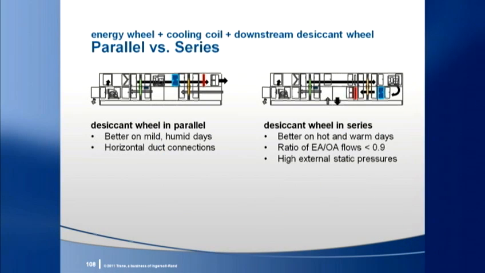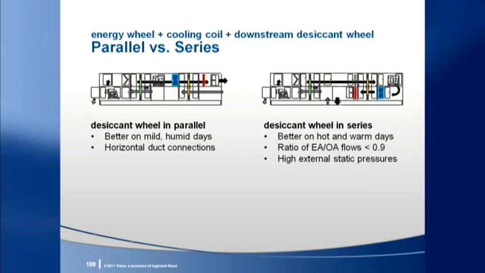To summarize, the parallel arrangement for this downstream desiccant wheel will perform better during mild, humid weather, while the series arrangement will perform better during hot and warm weather. If the unit will be installed inside with horizontal through-the-wall duct connections, then the parallel arrangement may allow for a smaller footprint. For roof-mounted installations, the series arrangement may allow for a smaller footprint.